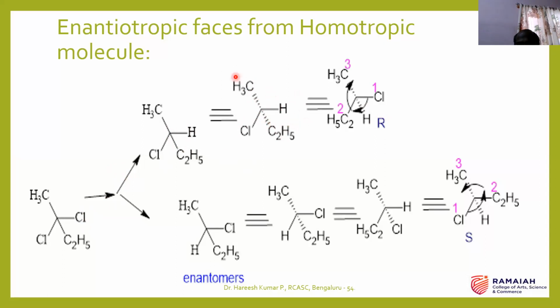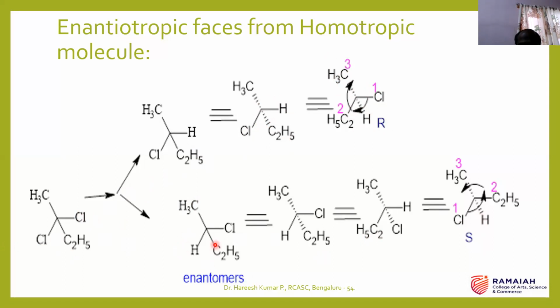Then you have to keep this as such and move this compound. So this Cl is coming over here, H will come over here, C2H5. So then you can assign. This is the first priority, this one will be the second priority, and this one will be the third priority. Then the movement is in a clockwise direction. That is the reason this is called R. So if you replace this Cl, you will end up with R. If you replace this Cl with hydrogen, you will end up with S configuration.